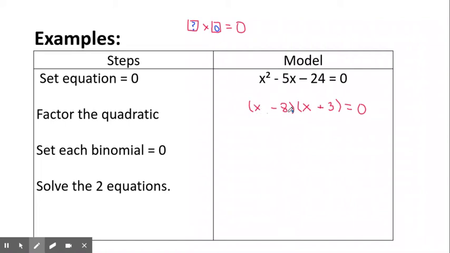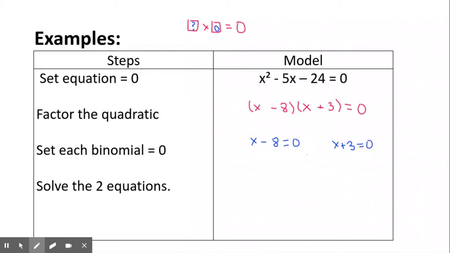We've got this times this equals 0. For that to be true, it means one of these parentheses has to have a 0. It means either x minus 8 equals 0, or it means x plus 3 equals 0. Just like up here where we said one of those two things has to be 0, we're saying the same thing here. Now, once we have done that, that has changed this one equation into two different equations.